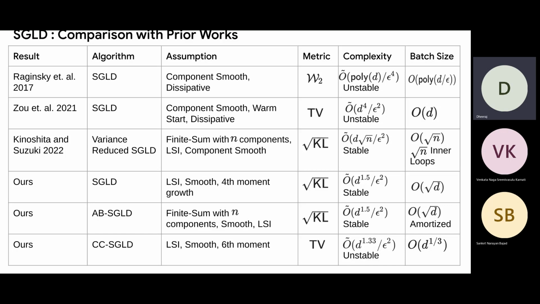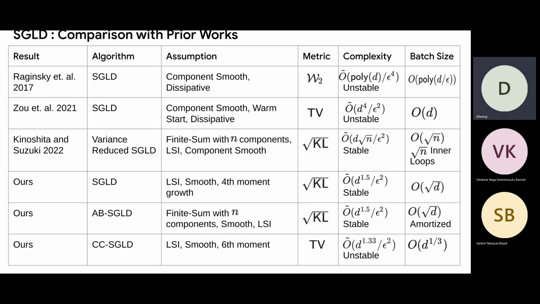There is another line of work by Kinoshita and Suzuki, who don't consider SGLD, but variants that use SGLD. They can work with LSI and component smoothness. They also use KL. They also get stable guarantees with root n kind of batch sizes. But their computational complexity is d square root n by epsilon squared, which is very large compared to just this purely polynomial in d, especially when n is very large and d is small.